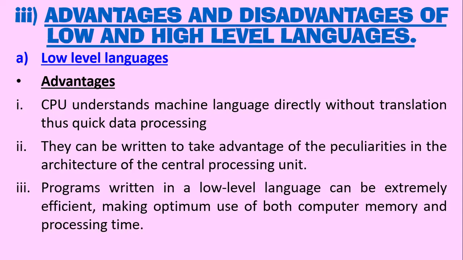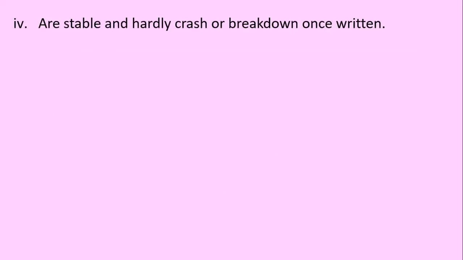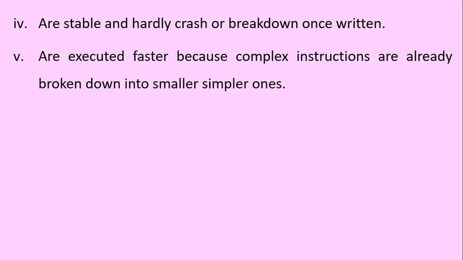Number 3, programs written in a low-level language can be extremely efficient, therefore making optimum use of both computer memory and the processing time. Number 4, the programs written in low-level languages are stable and hardly crash or break down once written. Number 5, the programs coded in this level of language are executed faster because complex instructions are already broken down into smaller, simpler instructions.